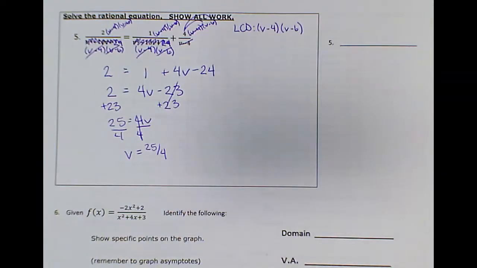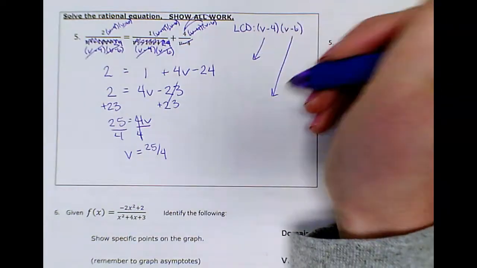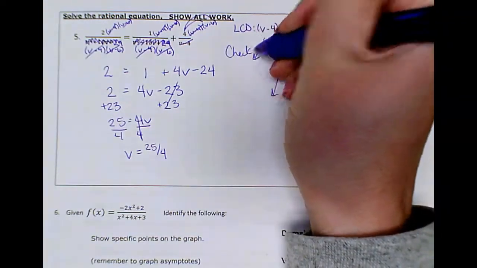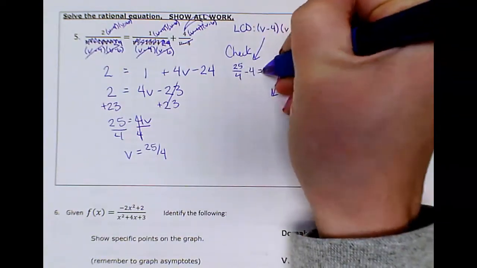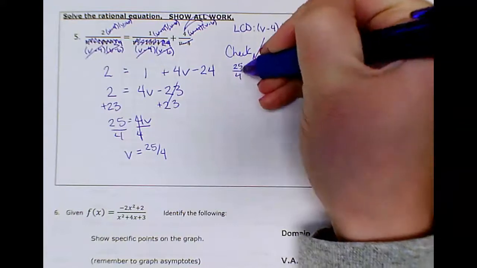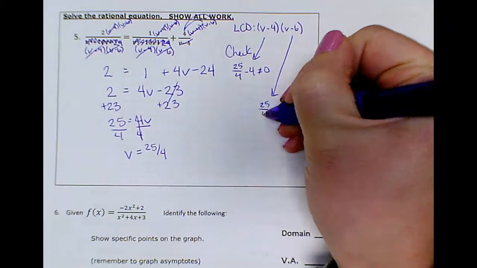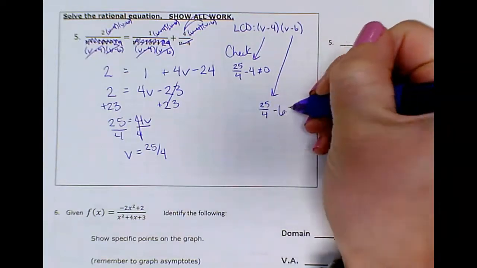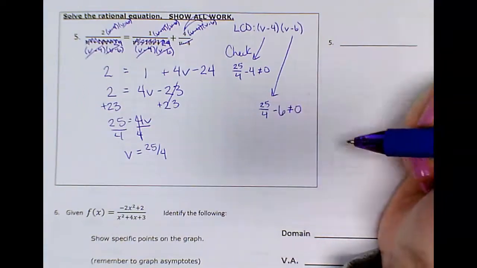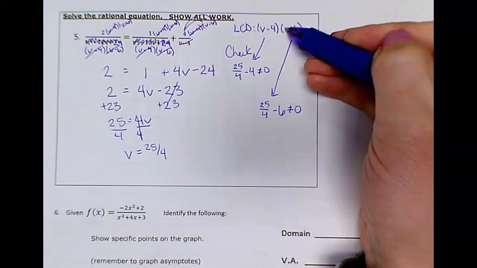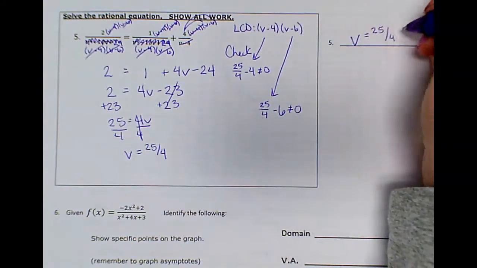I do want to make sure that it doesn't give me a denominator of 0, so I'm going to check both of these. If I put 25 over 4 minus 4, that's not going to be equal to 0 because this doesn't have a value of 4. And if I put 25 over 4 minus 6, not equal to 0, well, this is going to be okay because this is not 6. V can't be 4 and V can't be 6. So V can be 25 over 4.